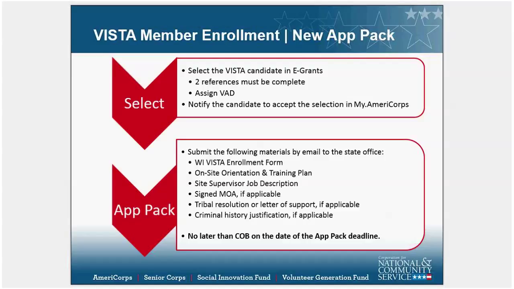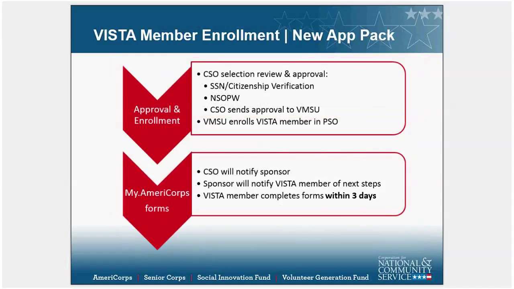And the sooner that member accepts the selection in the portal, the sooner we have both of these items, their application in our work basket and the app pack, the sooner we can start the process on our end of enrolling the candidate. So we'll go to the next slide, the approval and enrollment phase.